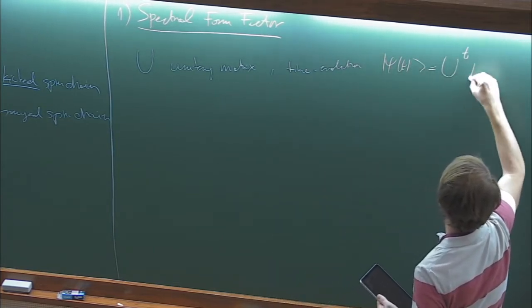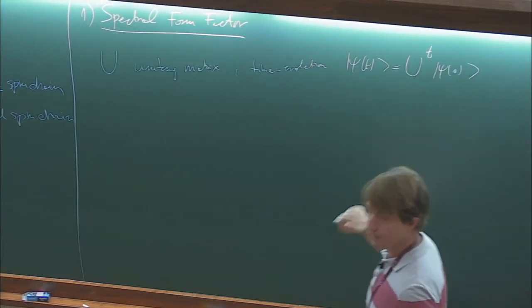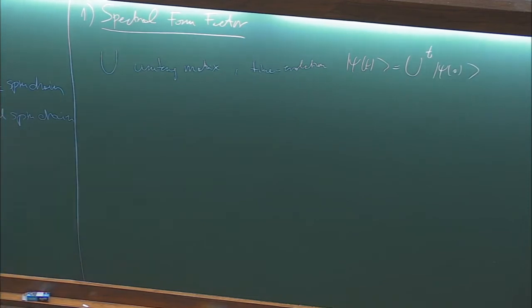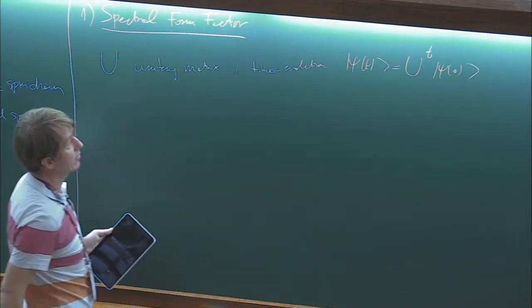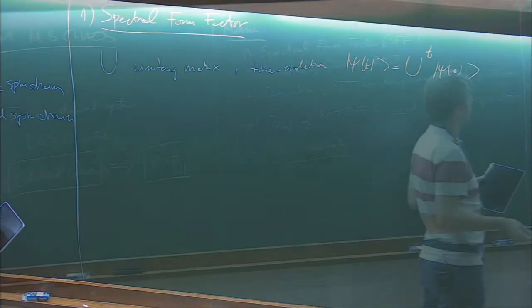This unitary matrix to the power t acting on some initial state. So far, this is just abstract, so just take some unitary matrix. You will see that later. I will discuss some particular models where this is a Floquet, a one-step propagator of a Floquet system. But within random matrix theory, this could be just a random matrix with a Haar measure.